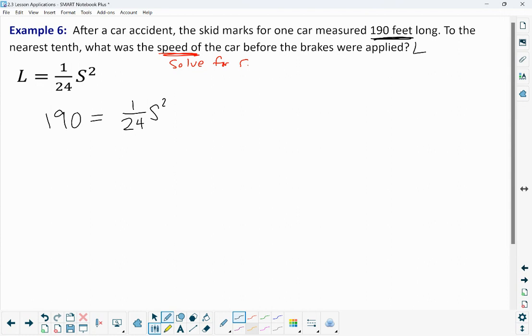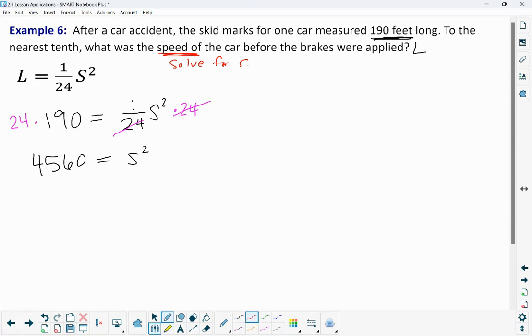So right now, with our S squared, we have a 1/24 fraction. A 1/24 fraction is the same as dividing by 24. So we're going to multiply both sides of our equation by 24. That's going to cancel the 24 out on the left side. Oh, sorry, that's the right side. I'm not so good with my right and left. Okay, so on the left side of the equation, we have 24 multiplied by 190. That is 4,560. And on the right side, we just have S squared now.